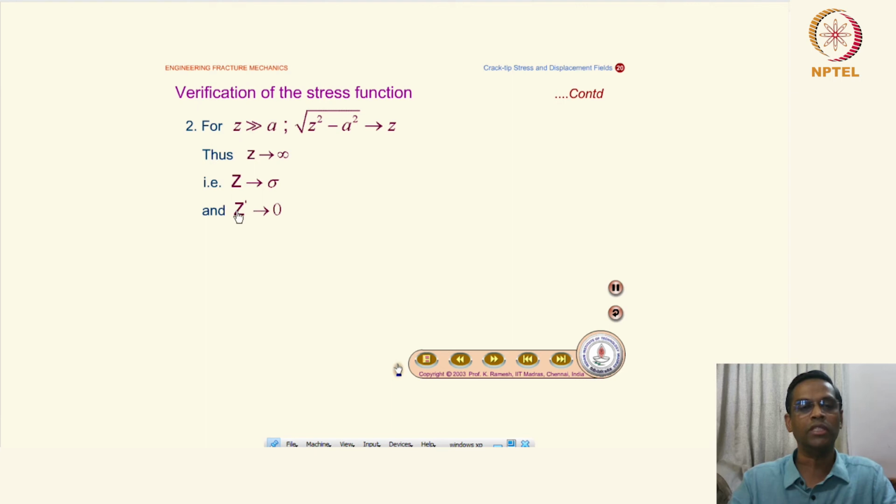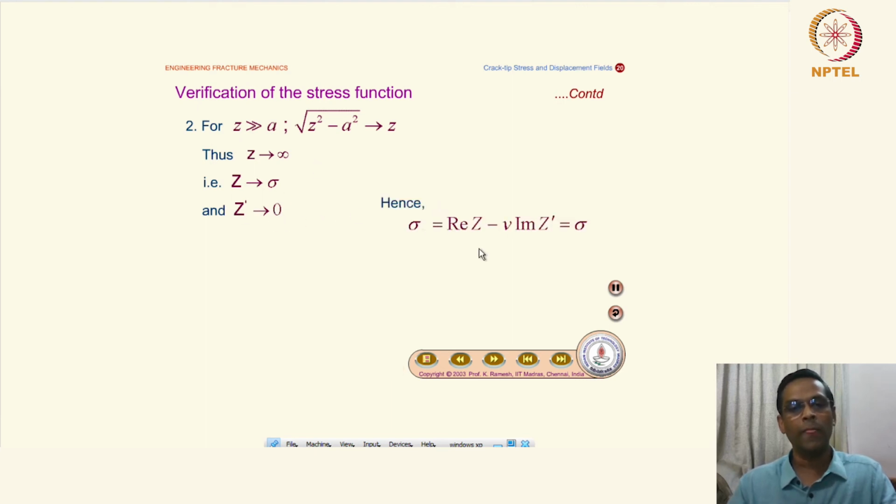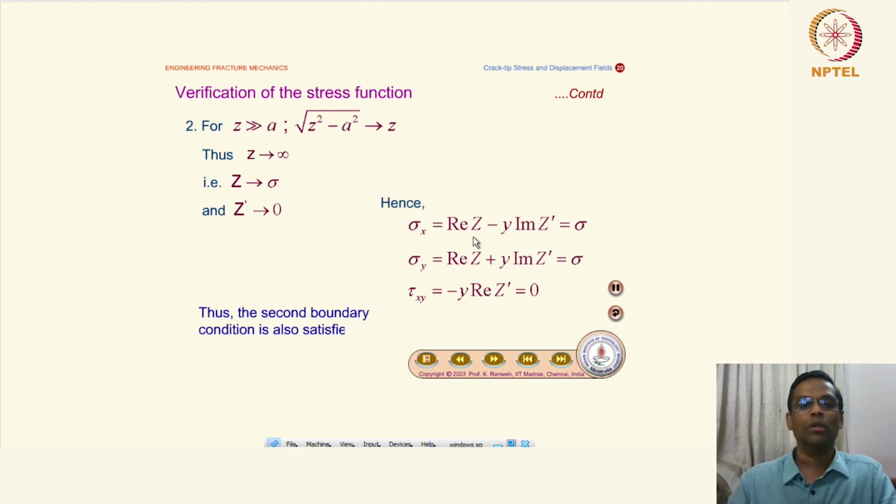So the derivative of this number is 0. That is, z prime is equal to 0. So now we can apply these conditions to sigma x, which is equal to real part of z minus y imaginary part of z prime, which is equal to sigma, and sigma y is equal to real part of z plus y imaginary part of z prime, which is equal to sigma. Tau xy is equal to 0. So the second boundary condition is also satisfied. Okay, that is what we are seeing.